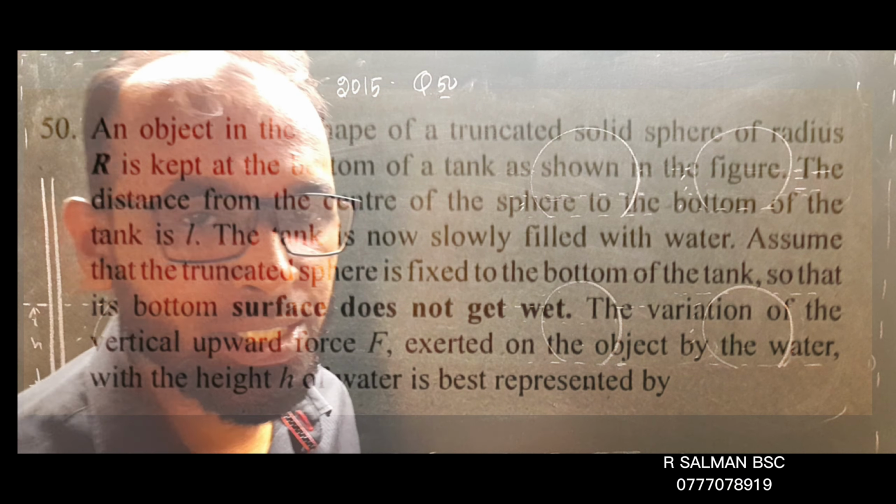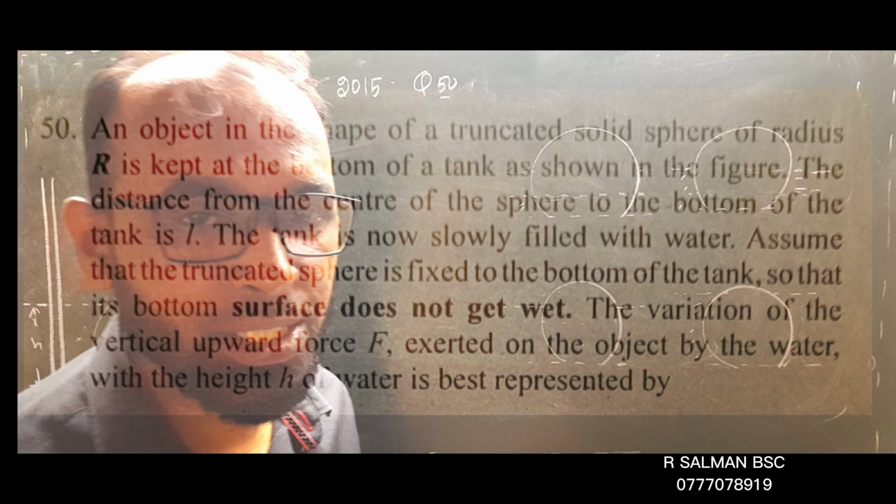An object in the shape of a truncated solid. Truncated means not the complete part; a small part vanishes. Here the lower part vanishes. So a truncated solid sphere of radius R is kept at the bottom of the tank as shown in the figure. The distance from the center of the sphere to the bottom of the tank is L. Here this length is given as L, center to the bottom of the tank, and the radius is R.